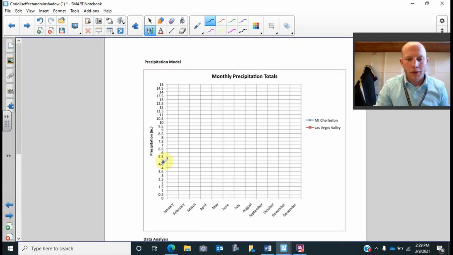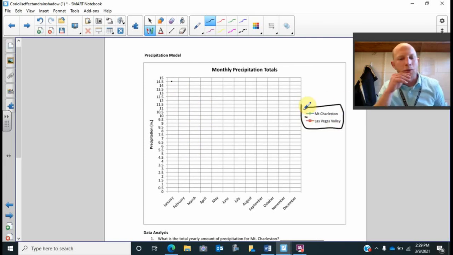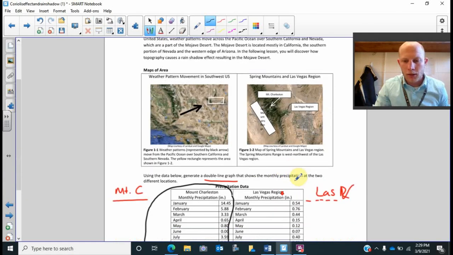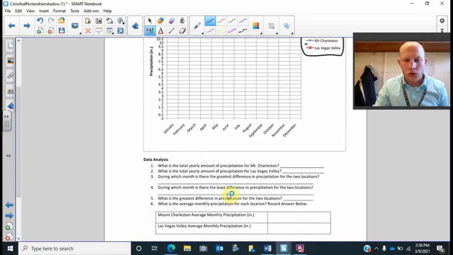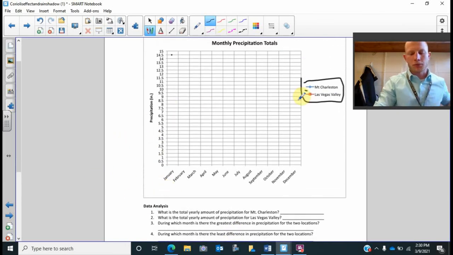What do I mean by graph that? Well, here's the graph. So you're going to graph it. It's like 14.45 is your first graph, and then the next one, and then you're going to connect the dots. It gives you a little chart over here, what your key should be. So you're going to have two lines that you're plotting. Here's your second line. This one's the Las Vegas region. And then questions 1 through 6 ask you about what's going on here in this graph. Okay. So if you have any questions, please let me know.